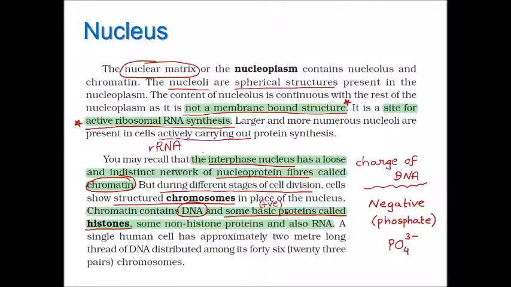How many chromosomes do we have, human beings? 46. Yeah, 46, that is 23 pairs. So why is it 23 pairs? One from father and one from mother. So 23 you'll receive from father, 23 you'll get from mother. So that is why you have 23 pairs, total 46.